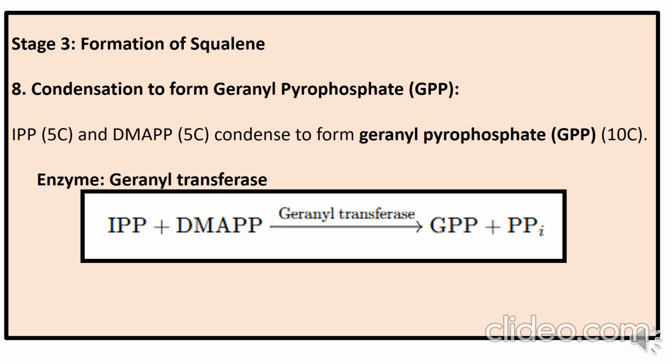Stage 3, the formation of squalene: condensation to form geranyl pyrophosphate. Now the IPP which is formed in the 6th step and the DMAPP which is formed in the 7th step are both 5-carbon compounds each. So they both condense to form geranyl pyrophosphate, GPP, a 10-carbon compound. Here the enzyme is geranyl transferase. So this results in the formation of geranyl pyrophosphate, GPP, plus pyrophosphate.